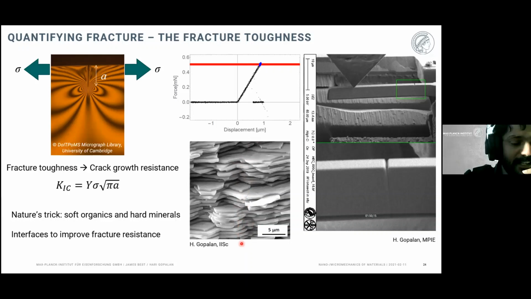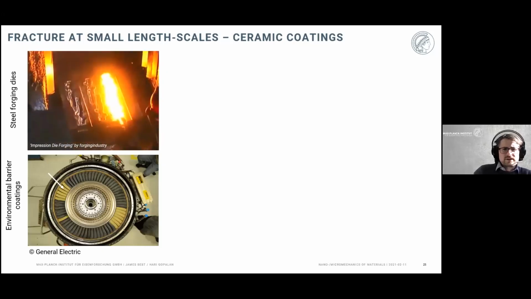And this is related to the fact that nature very cleverly uses organics and hard minerals to create more and more interfaces at which these cracks can diverge. So these interfaces tend to improve fracture resistance. So it's a lot of new surfaces to create, which has a very large energy cost. Absolutely, yeah. Hang on. And further applications of this, Hari?